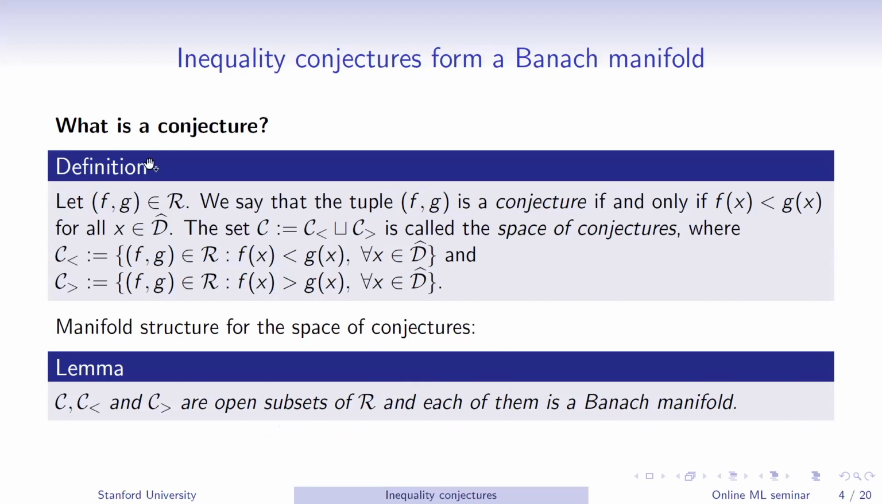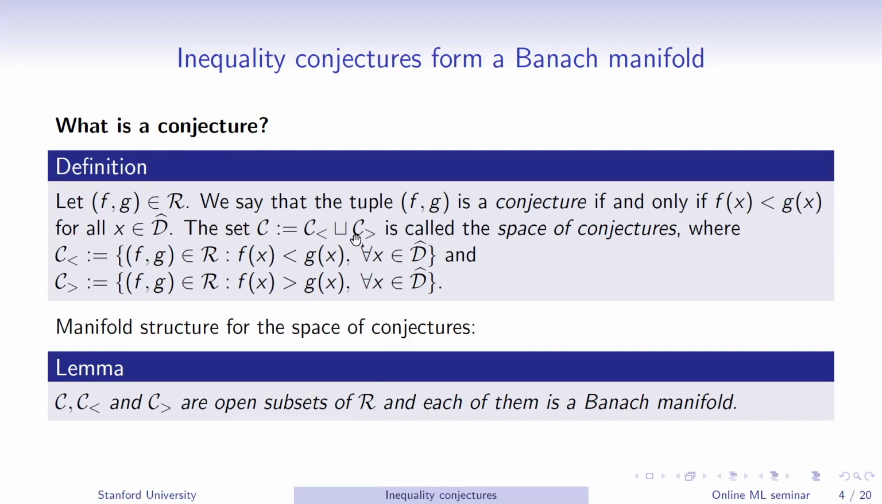This is our specific definition of the conjecture that we are working with right now. This is slightly different from what we have in the paper because this is an improved version. So we start with elements in the space of relations, and we say that a tuple is going to be a conjecture if and only if one of these conditions holds: fx less than gx, or fx greater than gx. Either of these conditions should hold. There is a typo here. And this is the set that we call the space of conjectures.